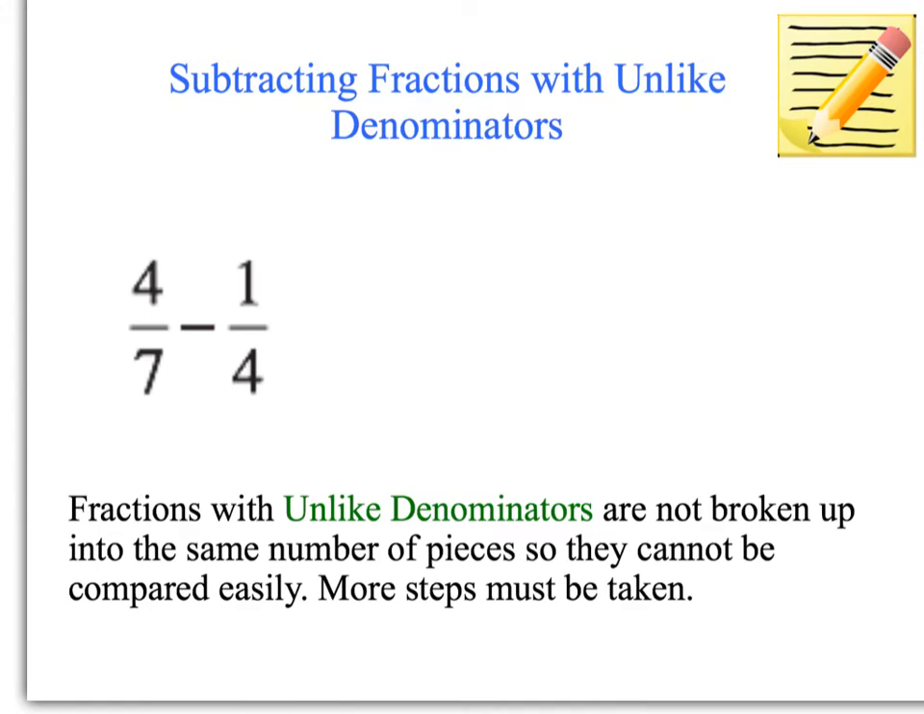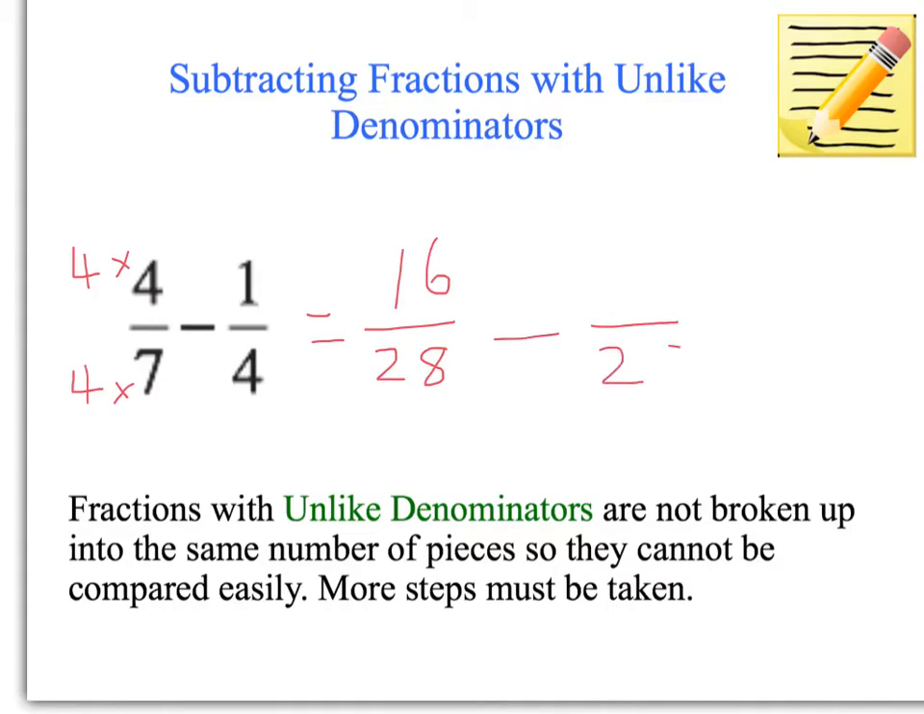So now we're going to do an example of subtracting fractions with unlike denominators. Obviously, the first step is to find the common denominator. Looking at the denominators 7 and 4, the lowest number that they can both be multiplied to evenly is 28. So we need to convert them to 28s. 7 times 4 is 28. And what we do to the bottom, we have to do to the top. So we multiply the numerator by 4. That's 16.